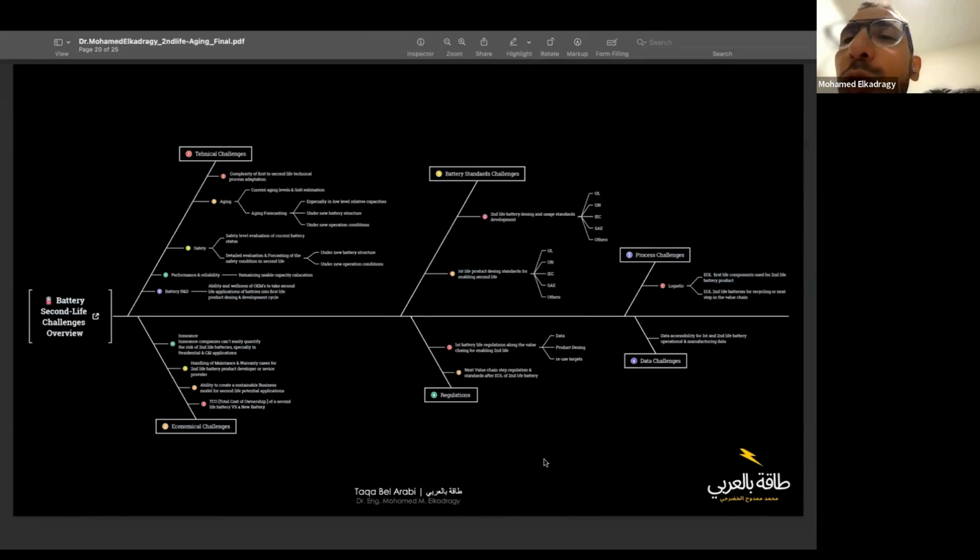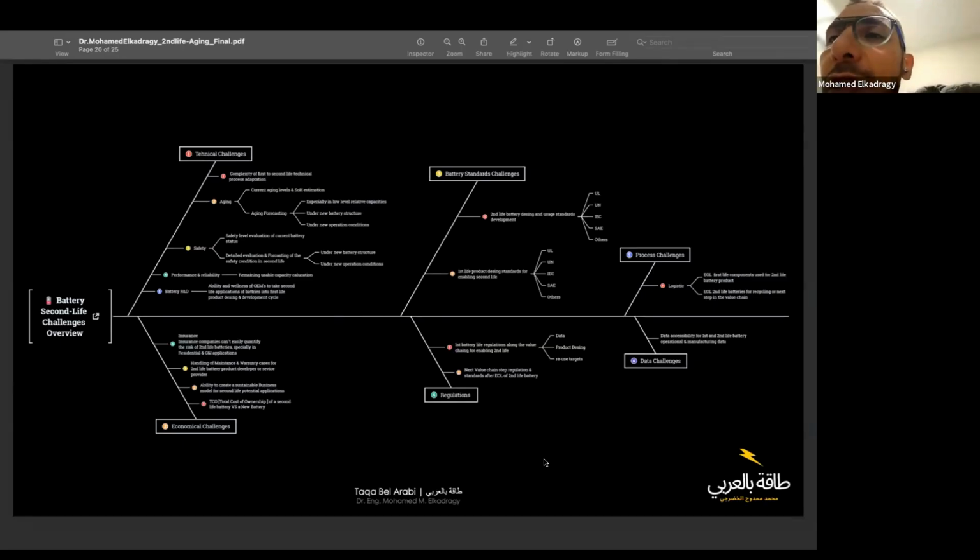We do have in second life many different challenges. We have technical challenges, which are mainly, we have discussed some of them, like the aging of first life, or how we qualify the battery to make sure it can deliver the capacity needed and the safety conditions needed for its second life. We have economic challenges because nowadays we have brand new batteries at a low cost as well. And if we do not optimize the process of qualifying second life batteries, this model will never work. We will not create a business model out of it, and second life batteries will always be much more expensive than first life batteries.